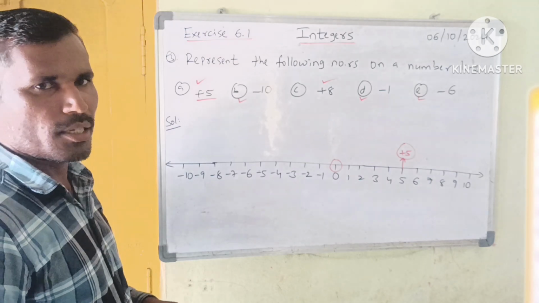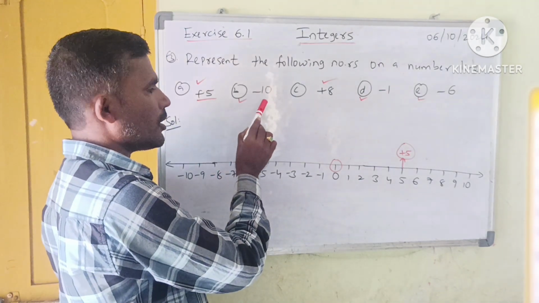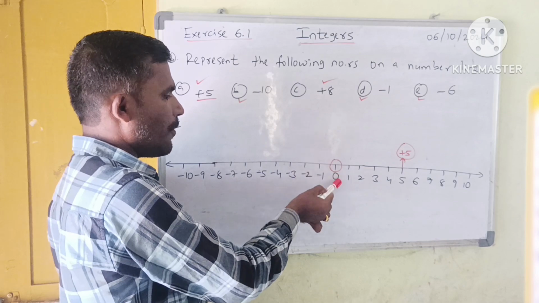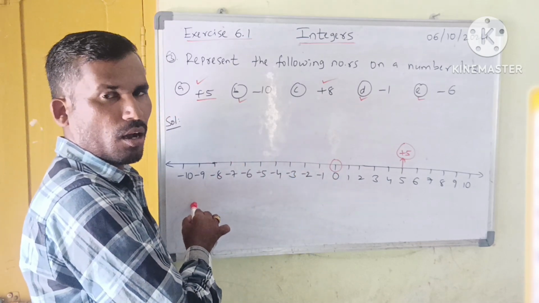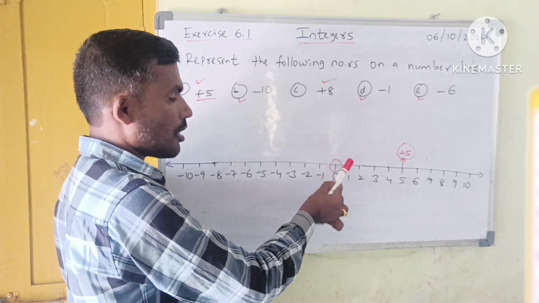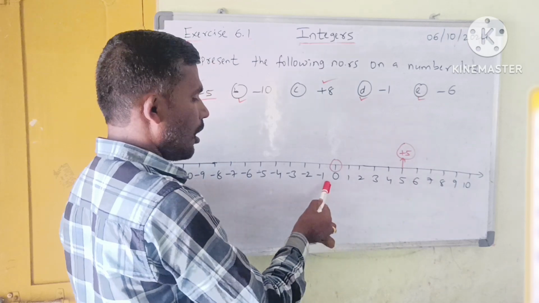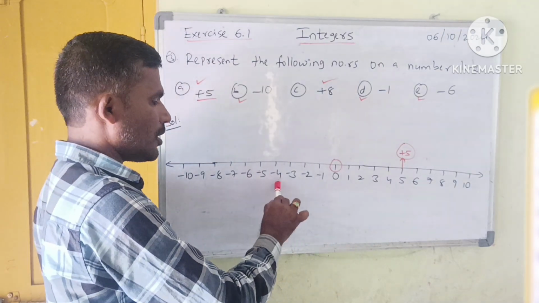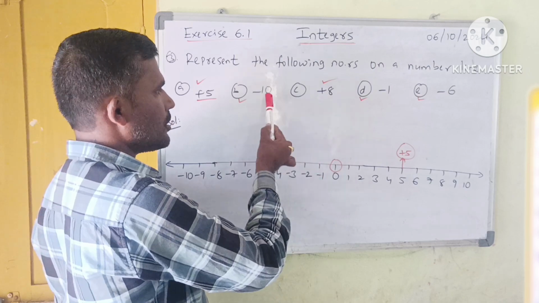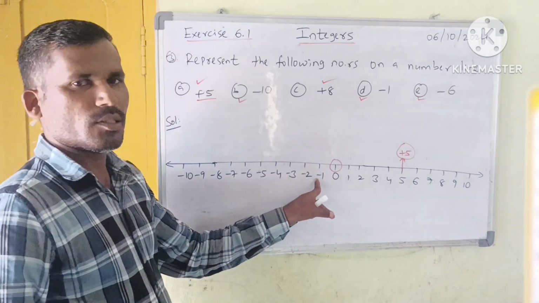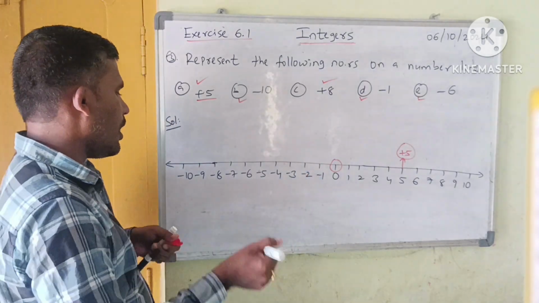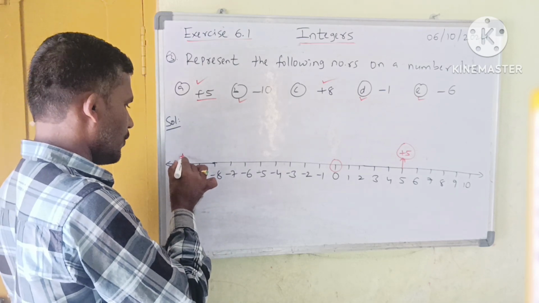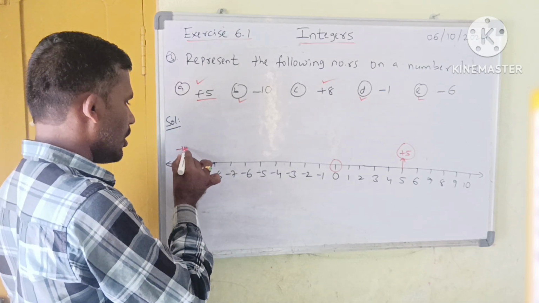Next minus 10. Minus 10 is a negative integer. All the negative integers are on the left side of the 0 only. All the positive integers are on the right side of the 0. All the negative numbers are on the left side of the 0. So minus 10: minus 1, minus 2 and so on here, and minus 7, minus 8, minus 9, minus 10 here. So therefore this is minus 10.